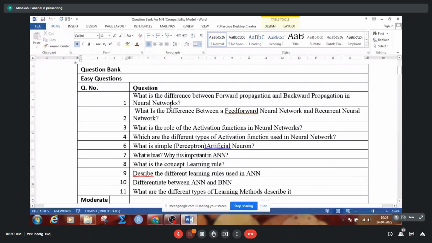So see the first question. Now easy questions, I am giving this question in easy question. What is the difference between forward propagation and backward propagation in neural net? It is a 4 mark question. So accordingly, what is expected? You should draw the figures. Remember, everywhere you can draw the figures.